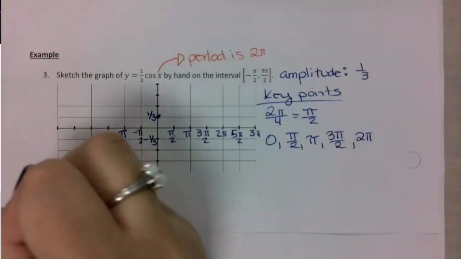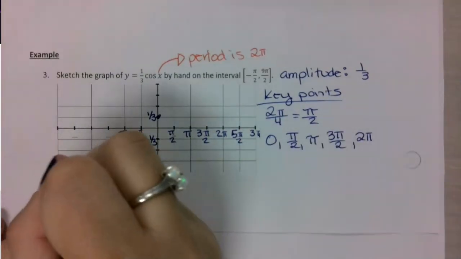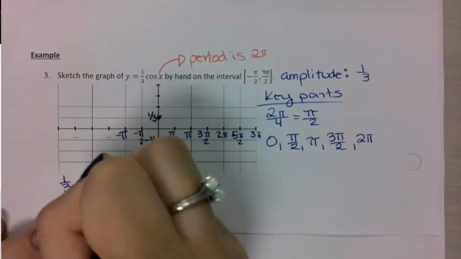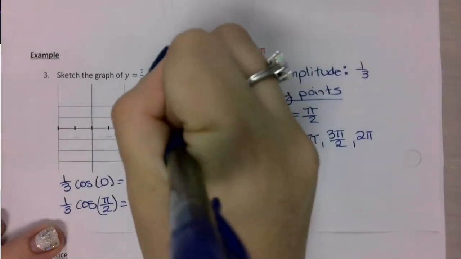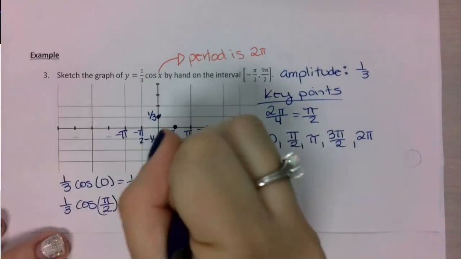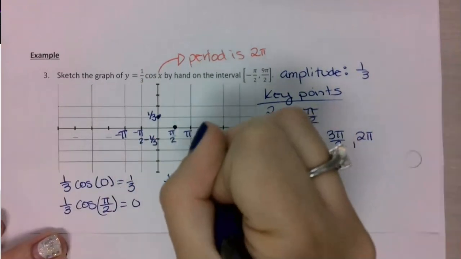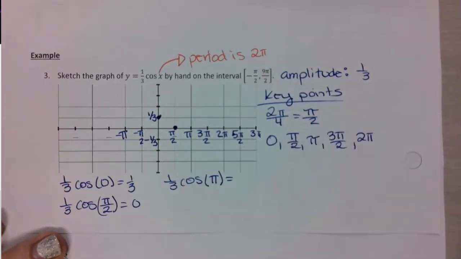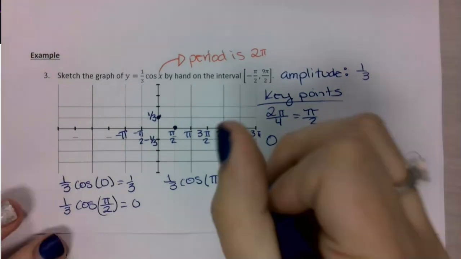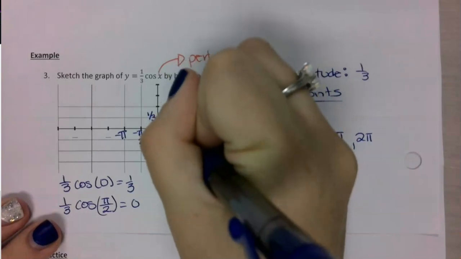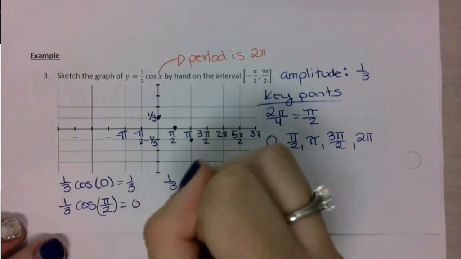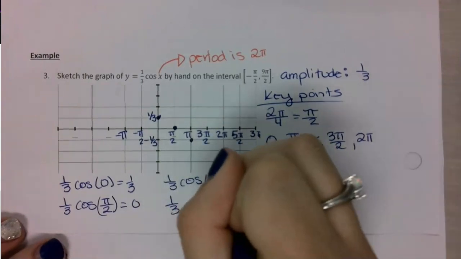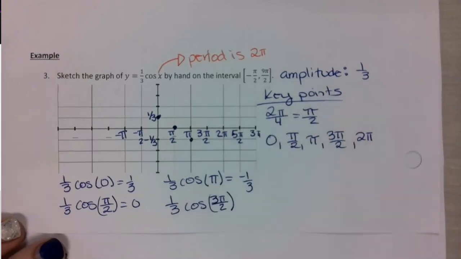Okay, then I want to do the same thing for pi halves. Same thing for pi. Sakara, are you working on this? Yeah, I already have all the points on the right side marked down. Okay, so cosine 3, 1/3 cosine 3 pi halves.